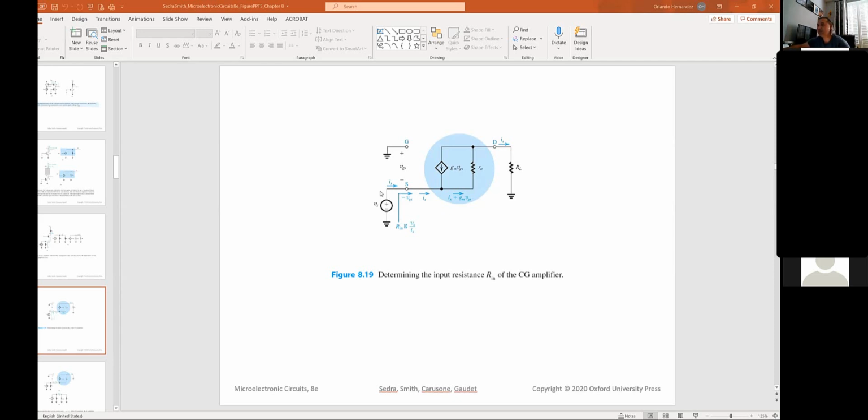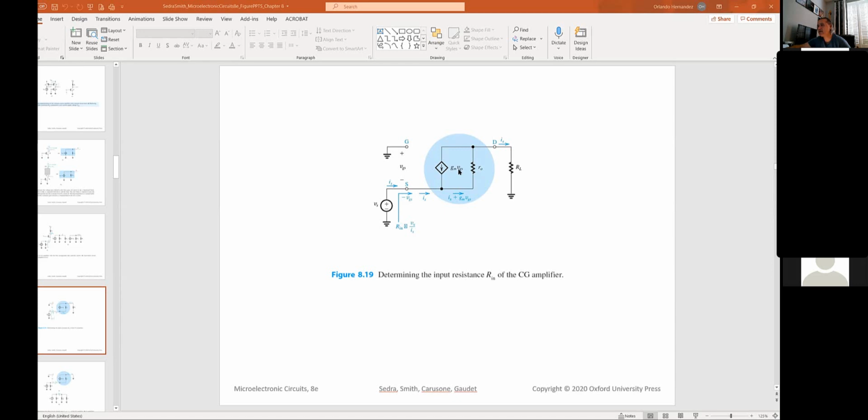So here you have the current at the source of the common gate. This is the common gate amplifier, and the gate is grounded from a small signal perspective. And this allows us to calculate the input resistance. And this is the drain of the common gate amplifier. And again, this is just a small signal model of the transistor.